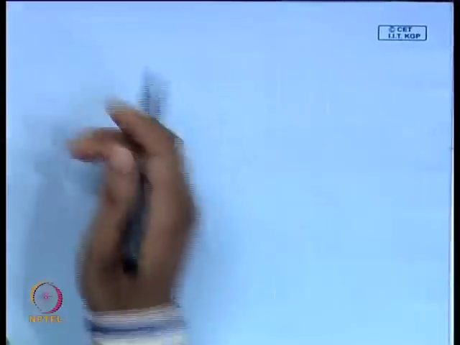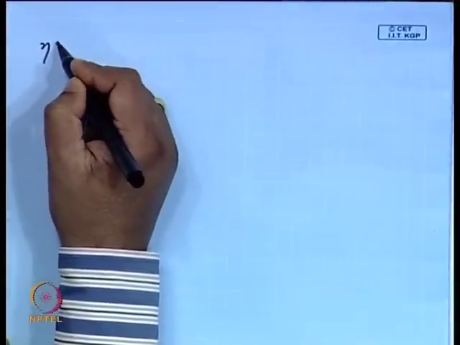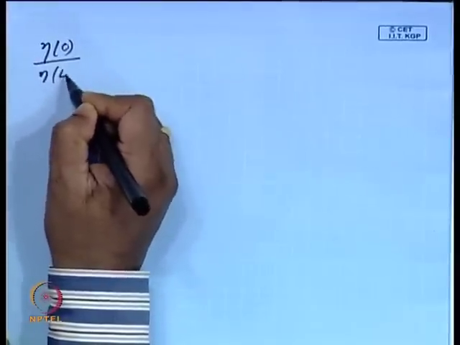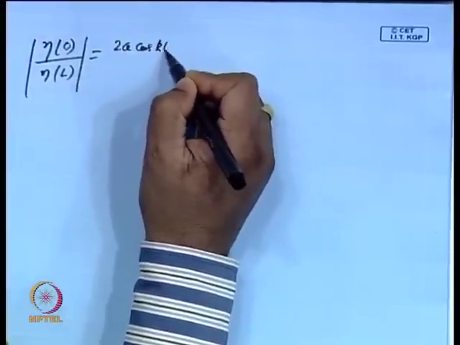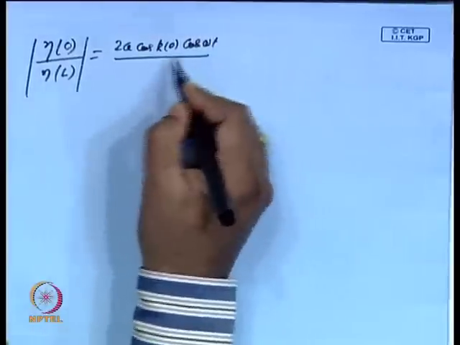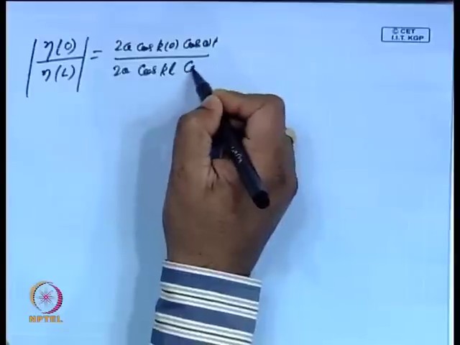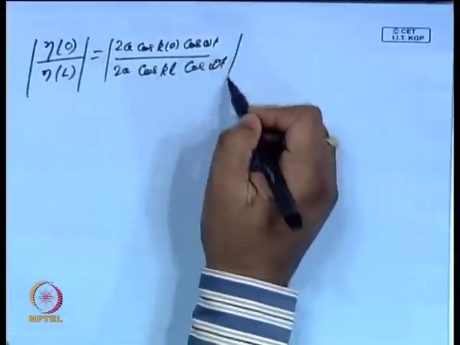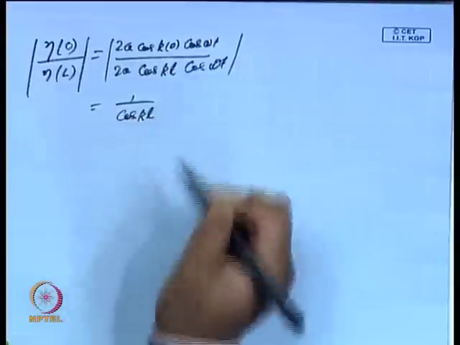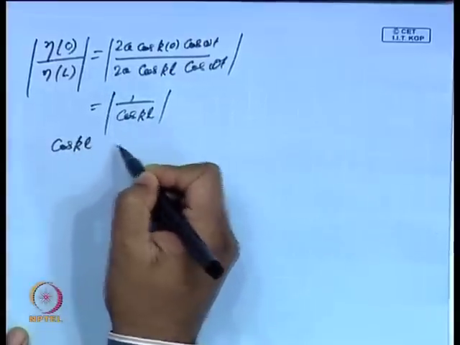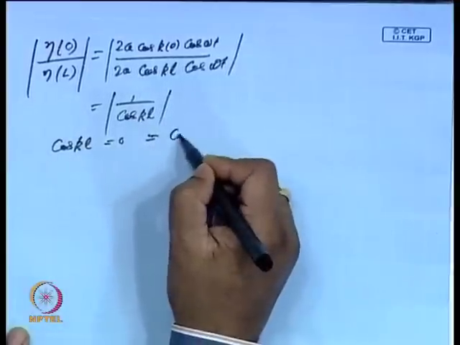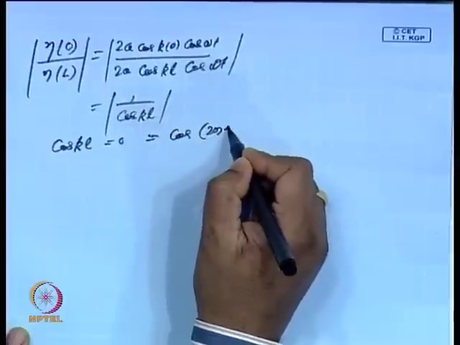So, what will happen to my eta 0? If I look at what happens near the bay head, consider eta 0 by eta L, where eta 0 is the amplitude of the wave near the mouth, whereas eta L is the amplitude of the wave near the head. So, the modulus of eta 0 by eta L will be 2a cos(k 0) cos omega t by 2a cos(kL) cos omega t, and that gives me 1 by cos kL. What will happen to this if cos kL is 0? If cos kL is 0, that means kL will be (2n plus 1) into pi by 2.